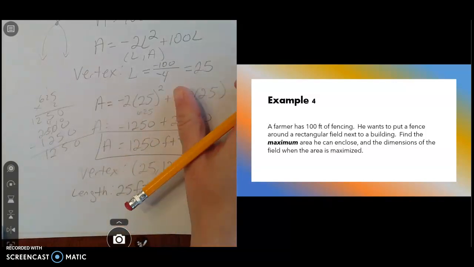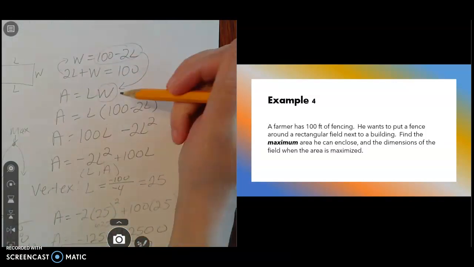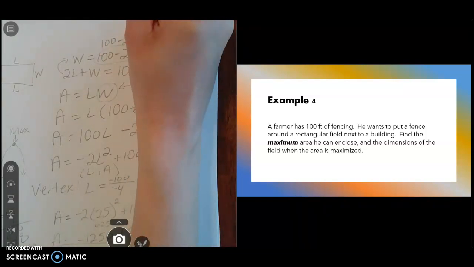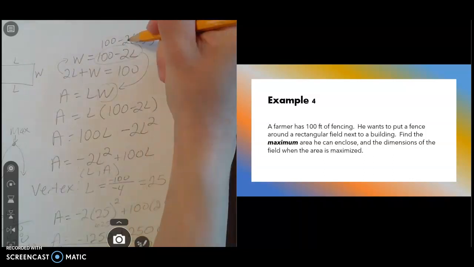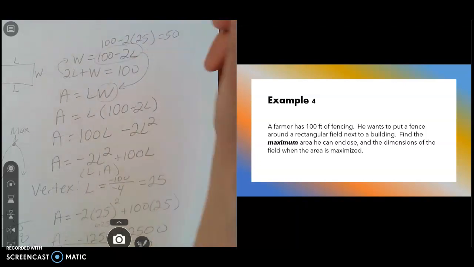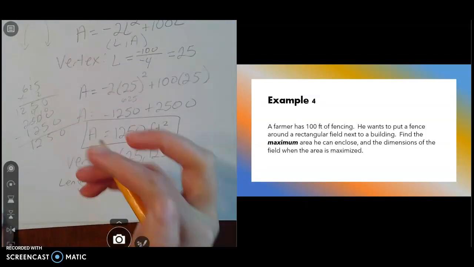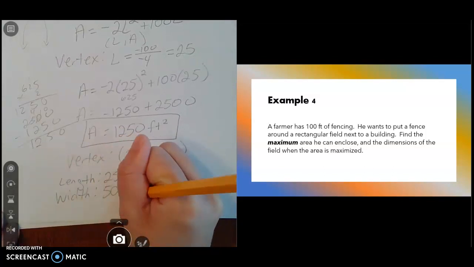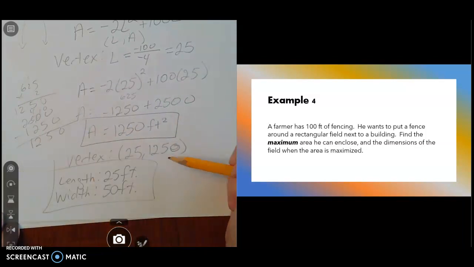And then to find our width, we're going to go back up to this little equation. Width equals 100 minus 2L. So 100 minus 2 times 25. 2 times 25 was 50. 100 minus 50 would be 50. So for my dimensions, my width would be 50 feet. And the nice thing is you can even double check that area with this length and width and do 25 times 50 and you'll get 1,250. And so that's a nice little check for you as well.